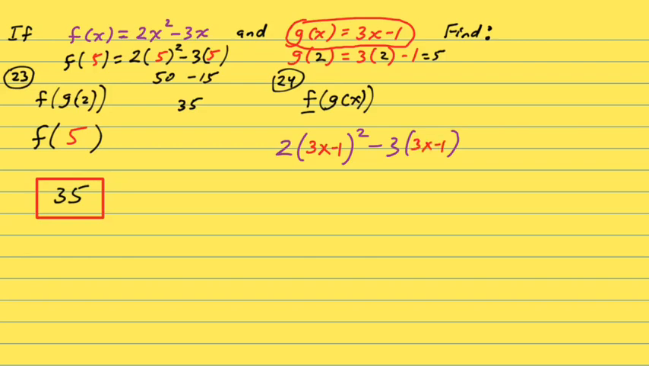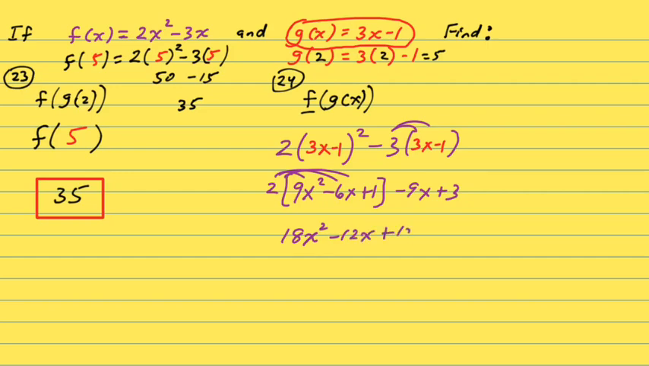When I work on this now, I get 2, I square the first, twice the product, square the last, distribute this negative 3 is negative 9x plus 3. Distributing this 2 is 18x squared minus 12x plus 2.